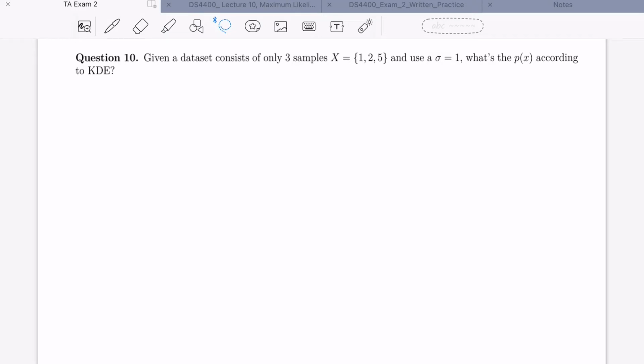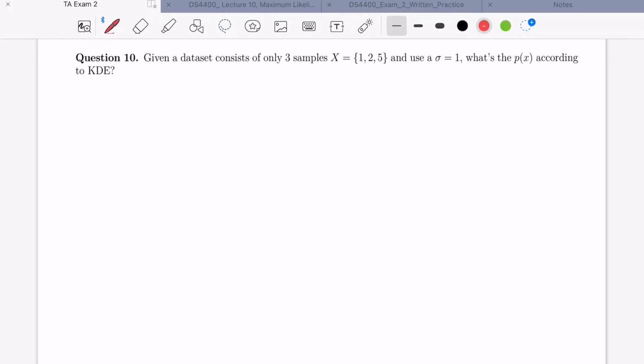Hey guys, welcome to question 10. So this question is pretty simple. It says given a data set consisting of only three samples, 1, 2, and 5, and the sigma 1, what is the p of x according to KDE?